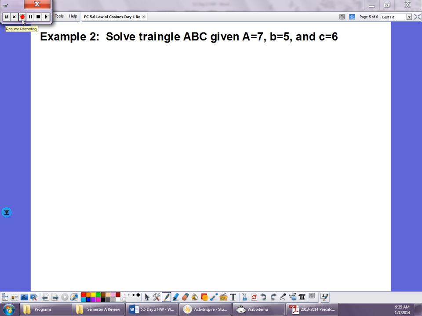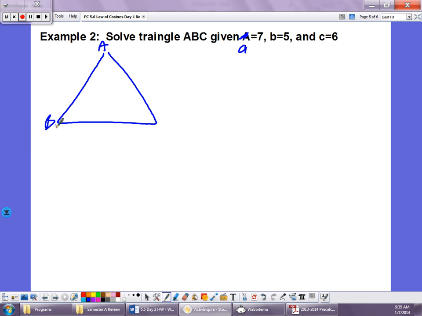Let's take a look at this one. I'm guessing that should be a lowercase a. Yes, it should be a lowercase a. So look, we have A, B, C. So this is a side, side, side. Here we have 7, 5, and C equals 6. So I have my three sides.